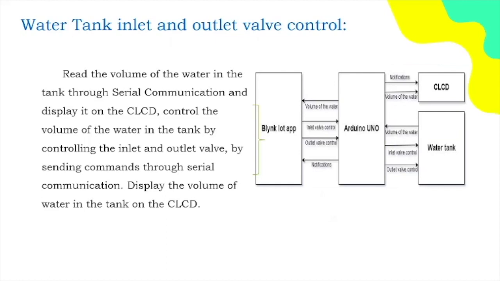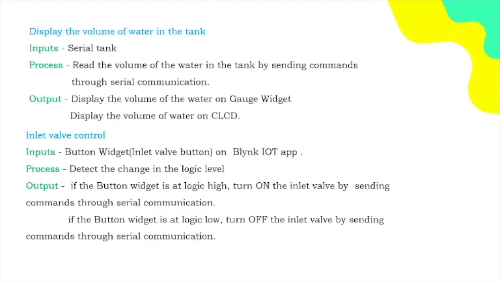So here is the exact working of the water tank. After that, let us understand how it works. The first one is displaying the volume of the water in the tank. The input is the serial tank, then the process is to read the volume of the water in the tank by sending commands through serial communication, and the output will be to display the volume of water on the gauge widget, and then display the volume of water on CLCD.